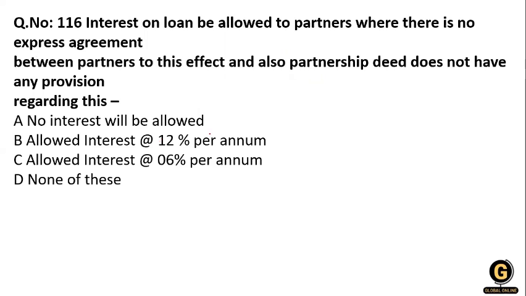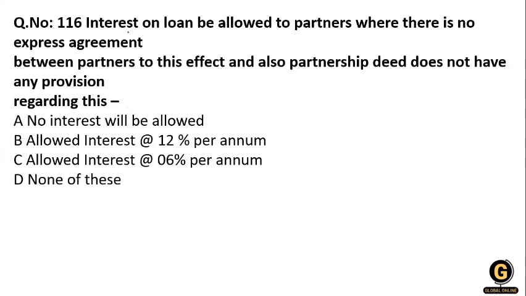Now, interest on a loan is allowed to the partner where there is no express agreement between the partners to this effect, and the partnership deed does not have any provision. Option A, no interest will be allowed. Option B, interest allowed at the rate of 12% per annum. Option C, interest allowed at the rate of 6% per annum. Okay. So what will be the right answer?